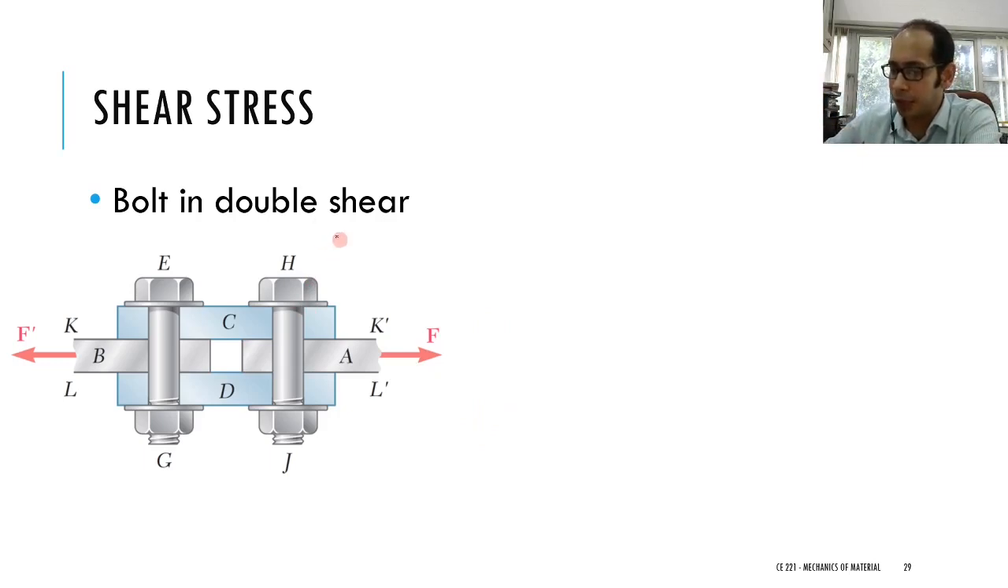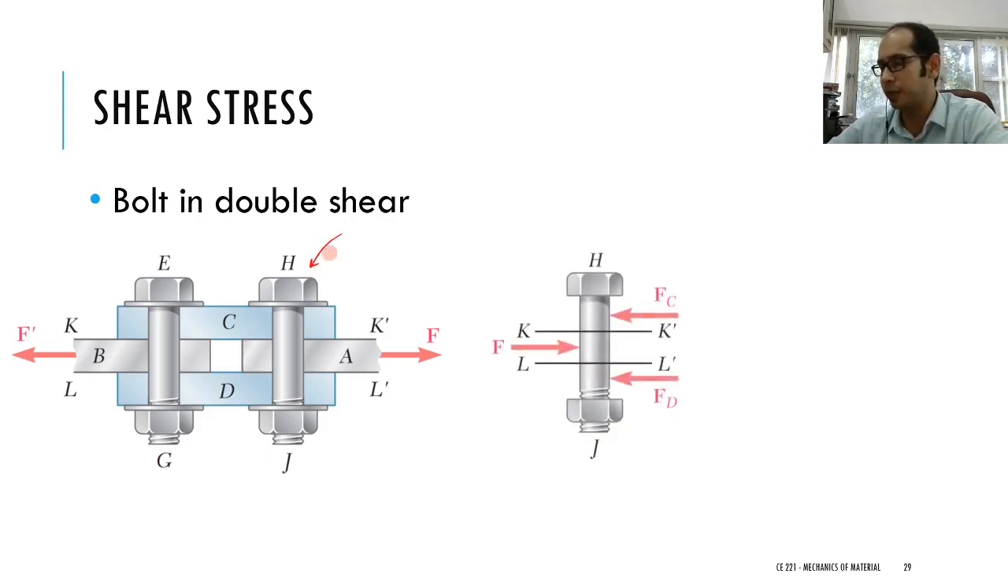So if I take a peek into this particular bolt, the bolt HJ over here, if I just segregate that one, now let's take a look at the free body diagram of that particular bolt. As you're pulling it, remember you have to visualize this to a certain extent. As you're pulling it over here, this particular section is going to undergo some force F, as you can see.